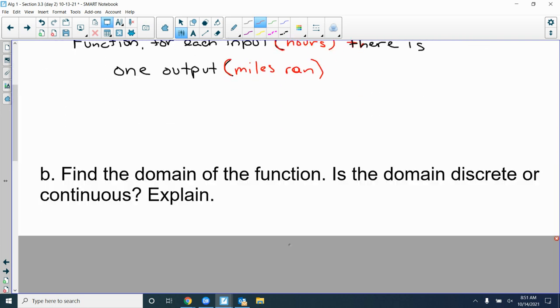Find the domain. All right, first of all, let's explain, is it discrete or continuous? Okay, is it discrete or continuous? Can you run a fraction of an hour? Can you stop after 2 hours and 15 minutes? Can you stop after 2 hours and 20 minutes? Okay, so what does that tell us? Continuous. It's continuous.